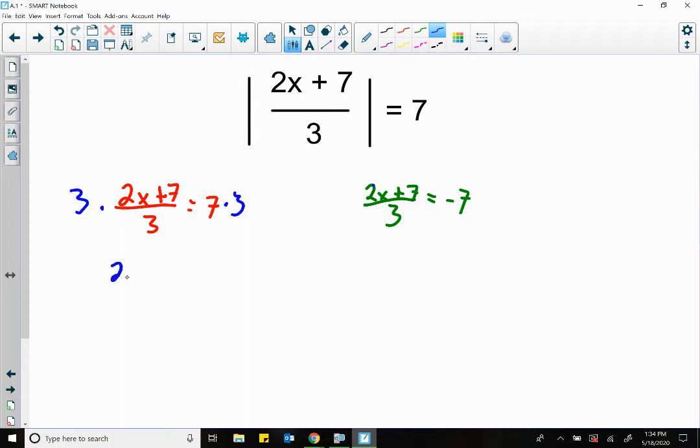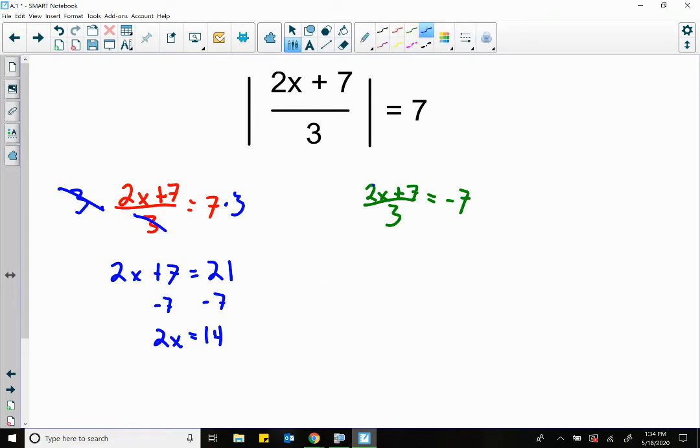So that gives me 2x plus 7, because that 3 out front cancels it out. That's called clearing the fraction. And then 7 times 3 is 21. See? No more fraction. That's a whole heck of a lot easier to solve. So let's go ahead and subtract 7. So this will give me 2x equal to 14. And then divide by 2. One of our answers is x equal to 7. There we go.